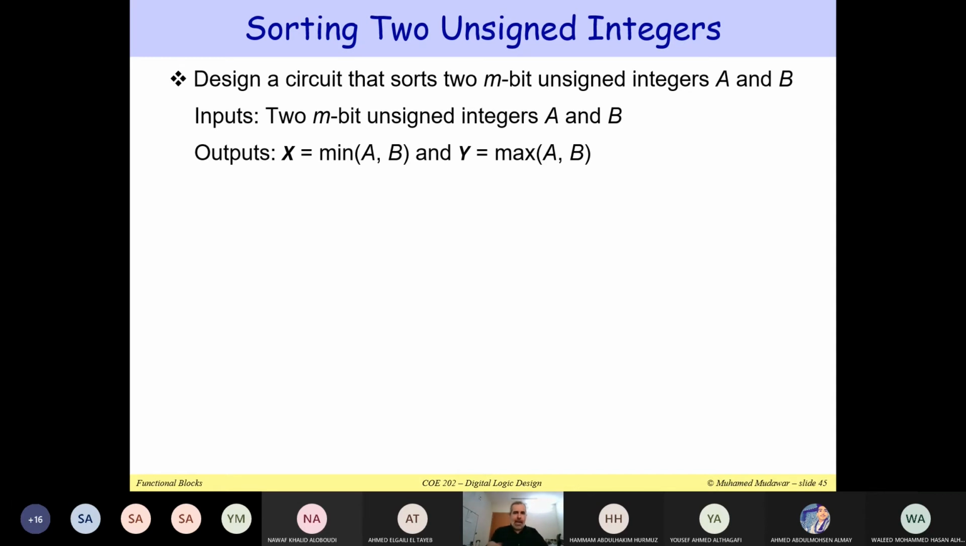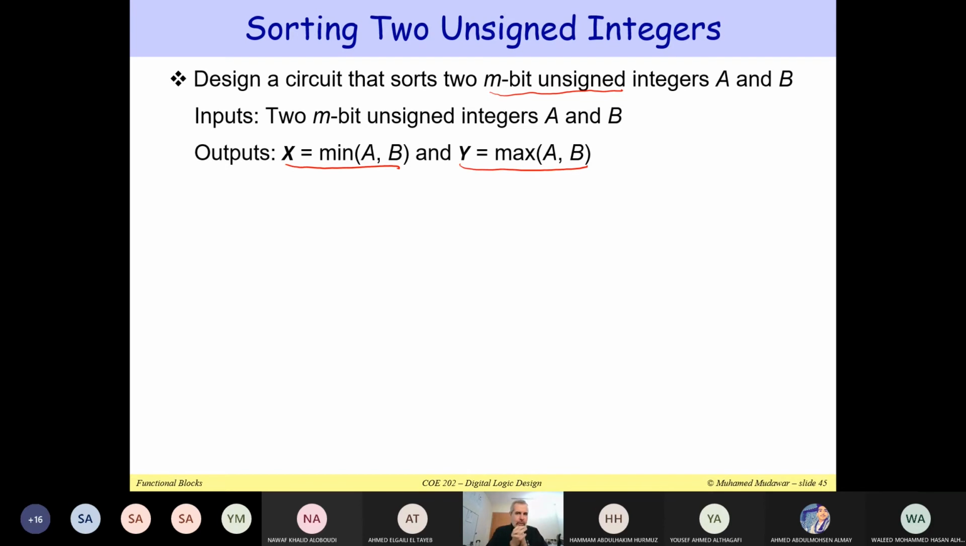So my inputs here are A and B. These are 2 m-bit unsigned integers. And the outputs here are X and Y. X is the minimum and Y is the maximum. So I would like to compute the minimum of A and B, and I would like to compute the maximum of A and B. So let us design this circuit.